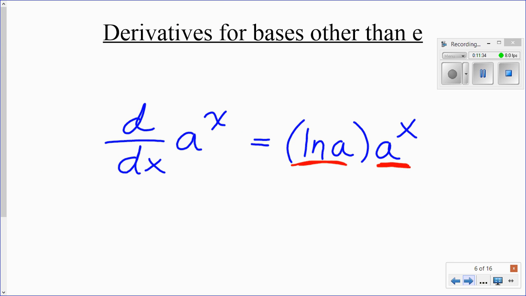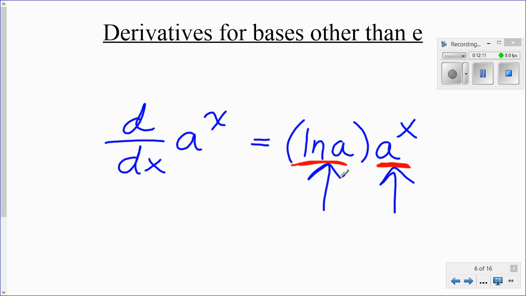Now, we can also find derivatives for bases other than e. So in this case, the function might be 2 to the x power, 3 to the x power, it could be 1/2 to the x power. So to write the general rule, we're just saying that we're finding the derivative of a to the x power, where a is the base. And so you'll notice that the derivative is still itself, a to the x power. But then you have to multiply by natural log of the base. So there's just one addition to this rule.